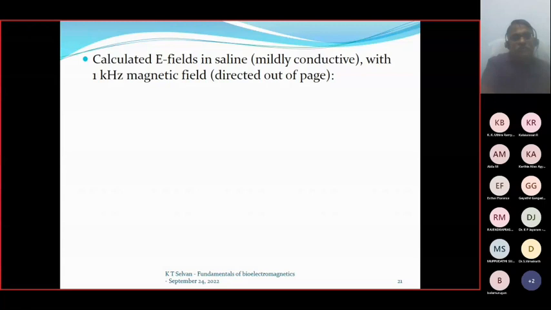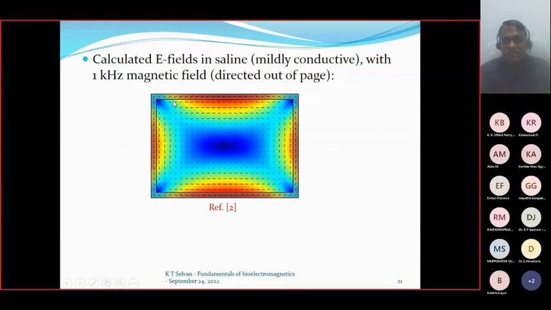So it will be interesting to look at a non-conducting container, a container made of non-conducting material. It has saline, salt water is mildly conductive, and there is a 1 kilohertz magnetic field which is directed out of page, towards you, and that will result in the establishment of an electric field.